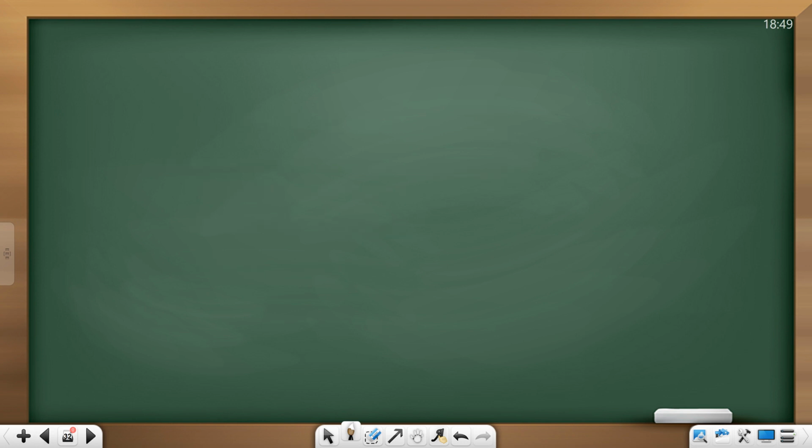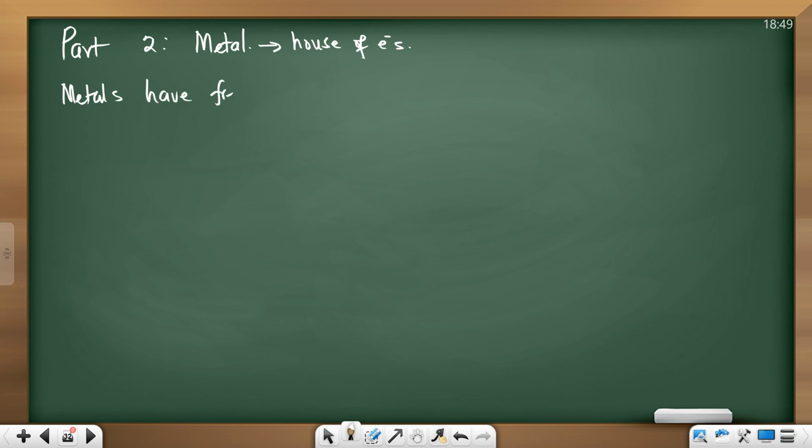Let's go to the second phase, part 2, the metal. Part 2 is to talk about metal. Why are we talking about metal? Metals are a house of electrons. This one is very short. Metals are the house of what? Electrons. That's how I call them. House of electrons. Okay. Metals have free, delocalized electrons. Let's go back to chemistry, grade 10.